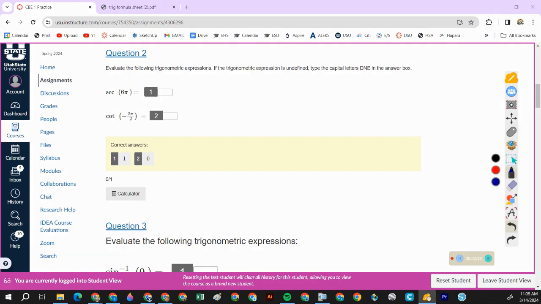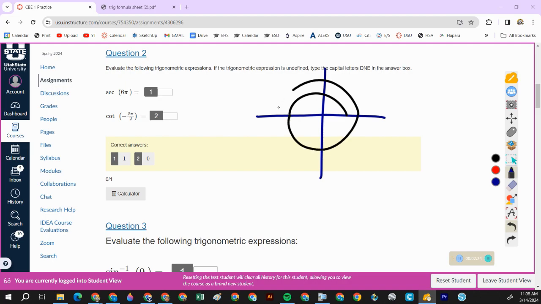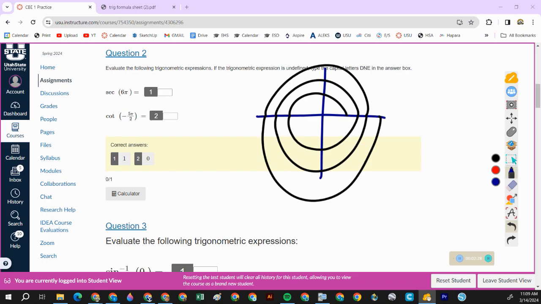The secant of 6 pi. So where is 6 pi? Well, that would be 1 pi, 2 pi, 3 pi, 4 pi, 5 pi, 6 pi. And the secant is 1 over the cosine. So this is the point 1 comma 0. The cosine of this is 1. So the secant is just 1 over 1, which is 1.